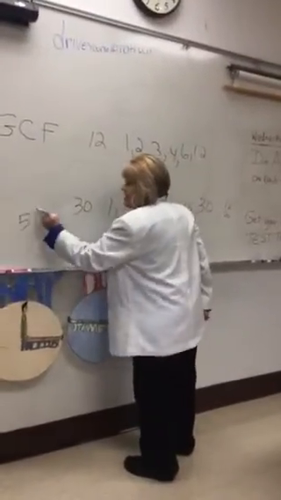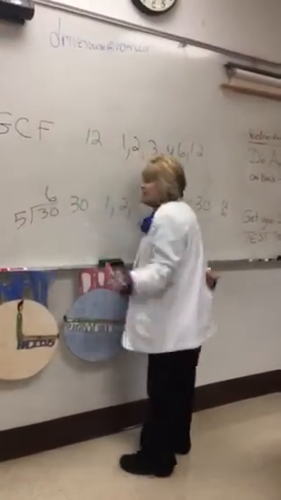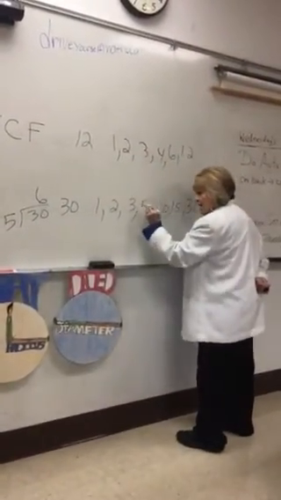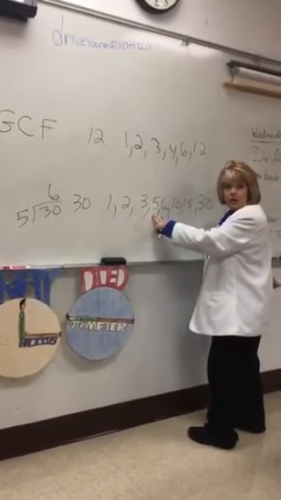Will 5 go evenly into 30? Yes. How many times? 6. Because 6 times 5 is 30, so they're partners. 5, and squeeze it in there, 6. Once you get to the ones that are right next to each other, you know you're done.